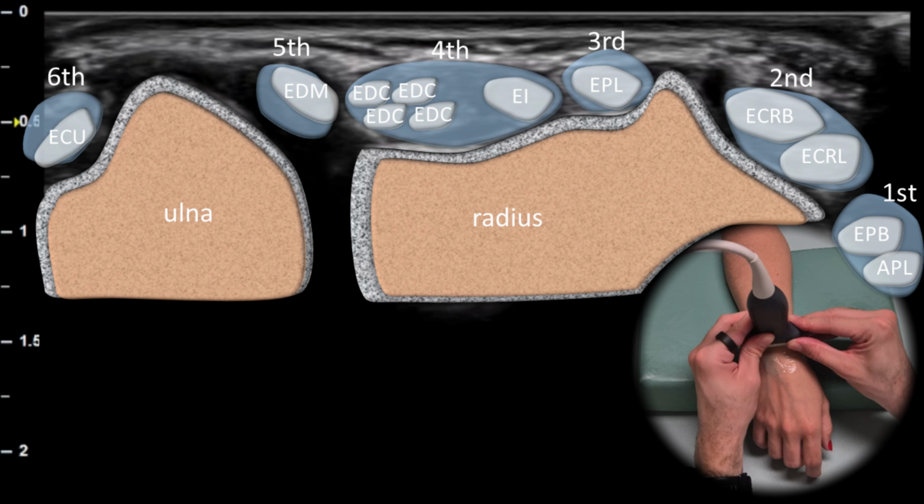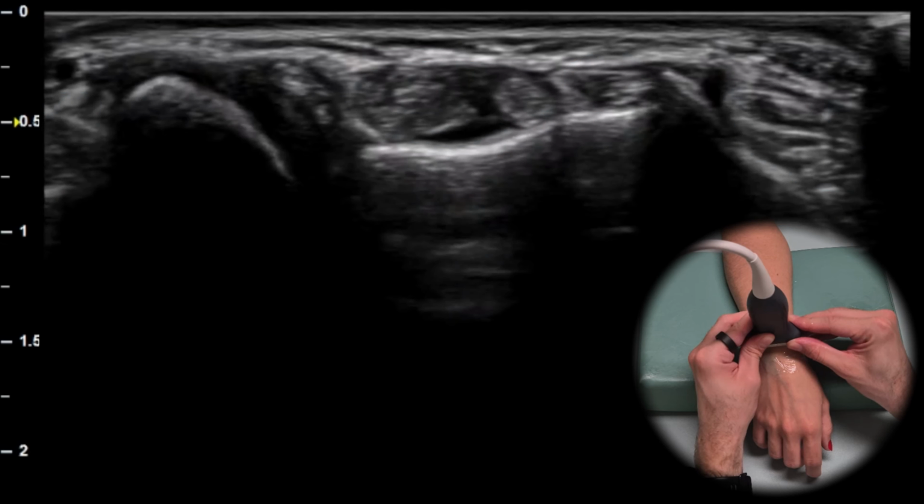The fourth compartment contains the extensor indicis and extensor digitorum communis. The fifth compartment contains the extensor digiti minimi. And finally, the sixth compartment, located on the ulnar side, contains the extensor carpi ulnaris.